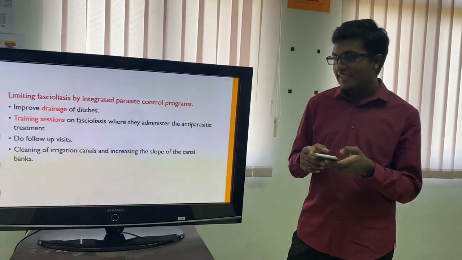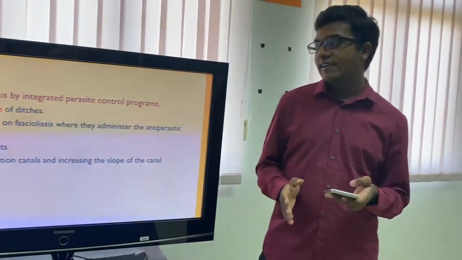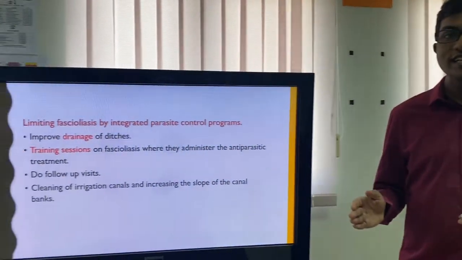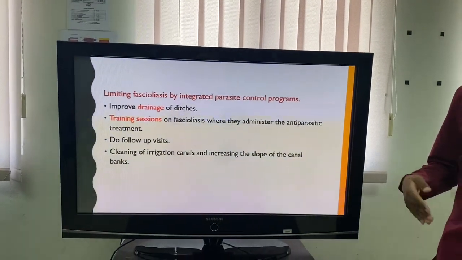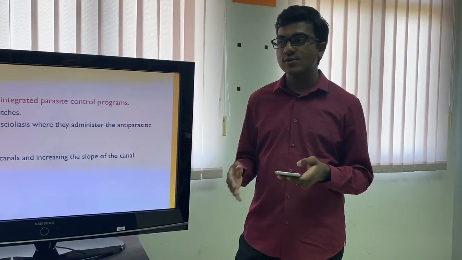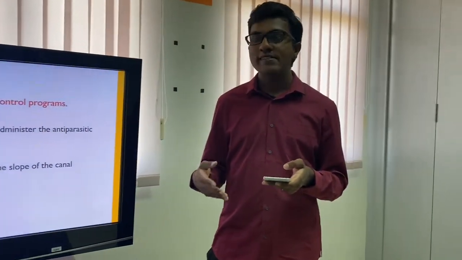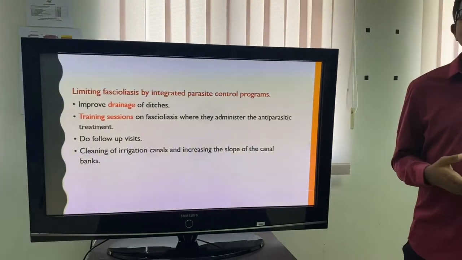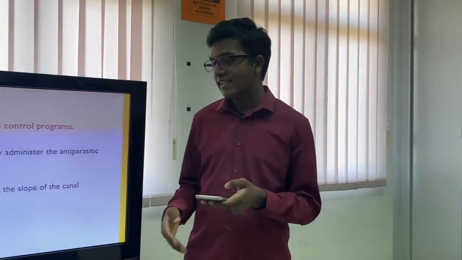So what Peru has done is that Peru's control methods mainly aimed at the environmental conditions. Firstly, they have improved the drainage of ditches, and they have also done regular cleaning of canals and increased the slope of the canal banks so that there is no water retention to allow any fasciola growth or miracidia growth that infects the snails or any other parasitic host. And they have also done training sessions on fasciolysis where they train individuals to administer antiparasitic treatments to those infected. Next slide.